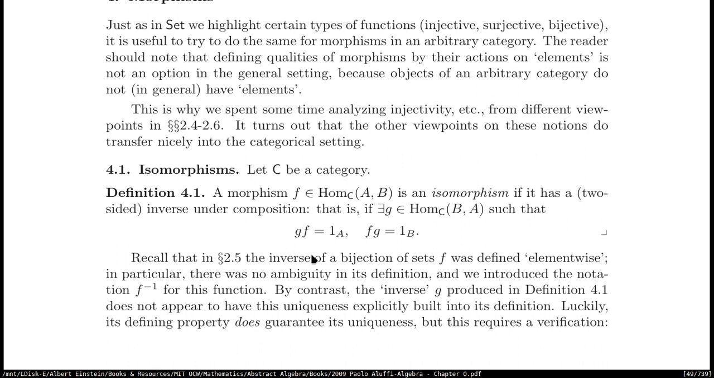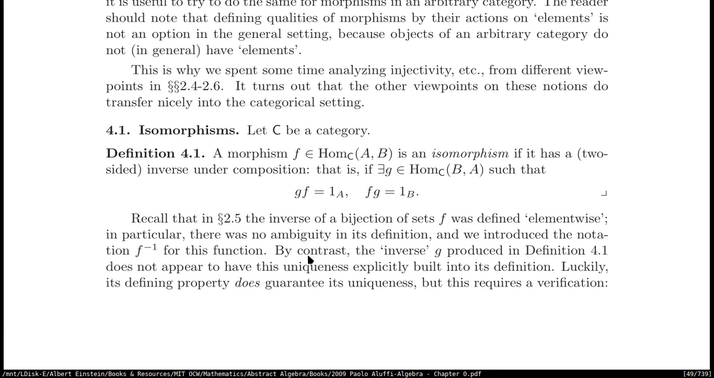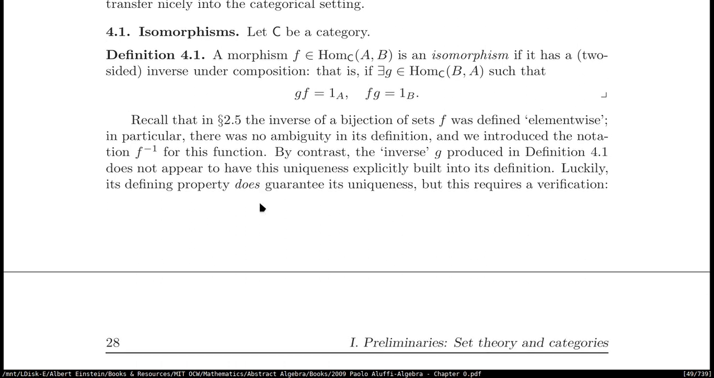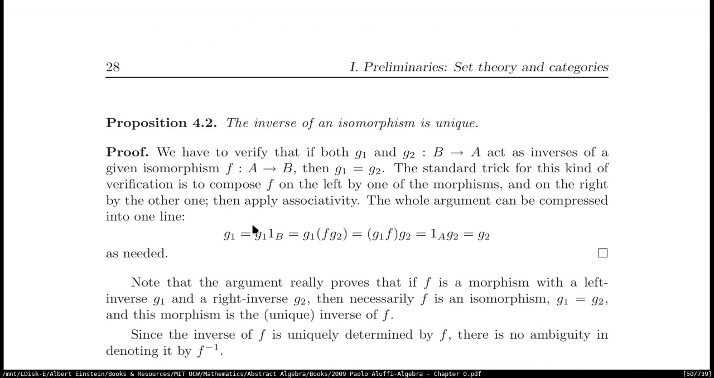So in bijectivity, we saw that by definition of a bijective function, its inverse has to be unique. But this is not so in the case of isomorphism. By definition, it is not unique. You have to work a bit to prove that the inverse of an isomorphism is unique, and it's pretty easy to prove. You just go with contradiction.